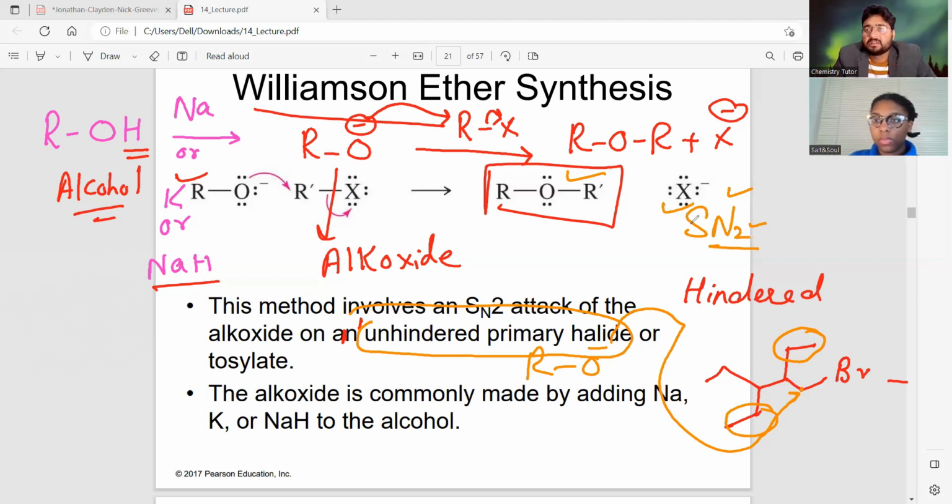I hope you have learned SN2 reaction in detail. So in the second step, when alkoxide is going to attack this alkyl group, it will always attack from the opposite side of the leaving group. So here the substitution reaction which is going to take place is SN2 reaction. Backside attack. That's what we called it in class, backside attack.